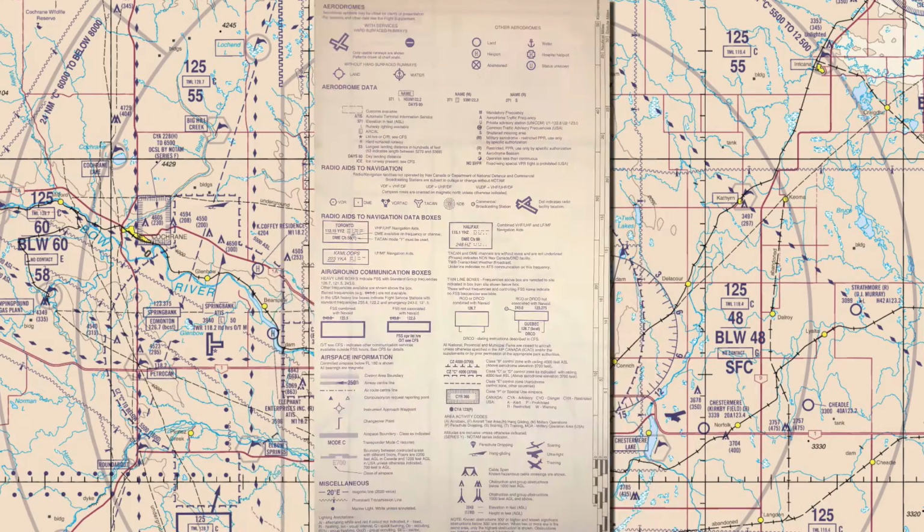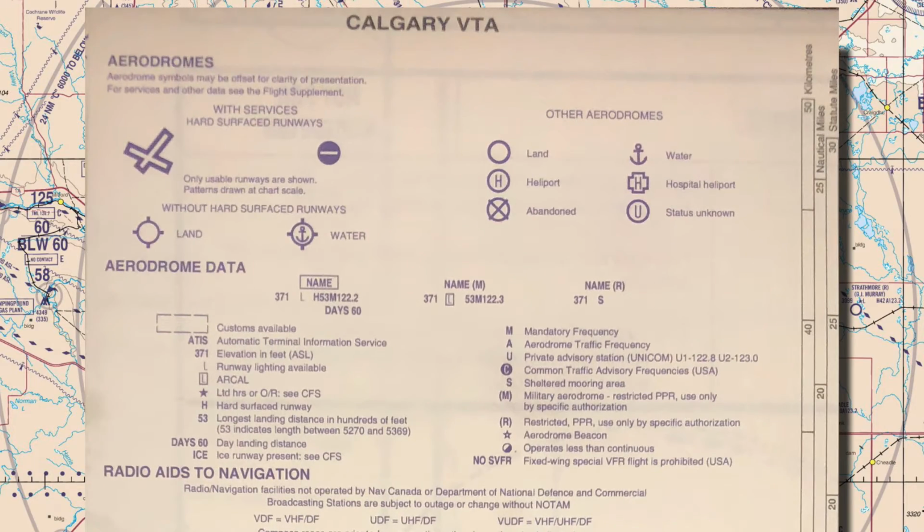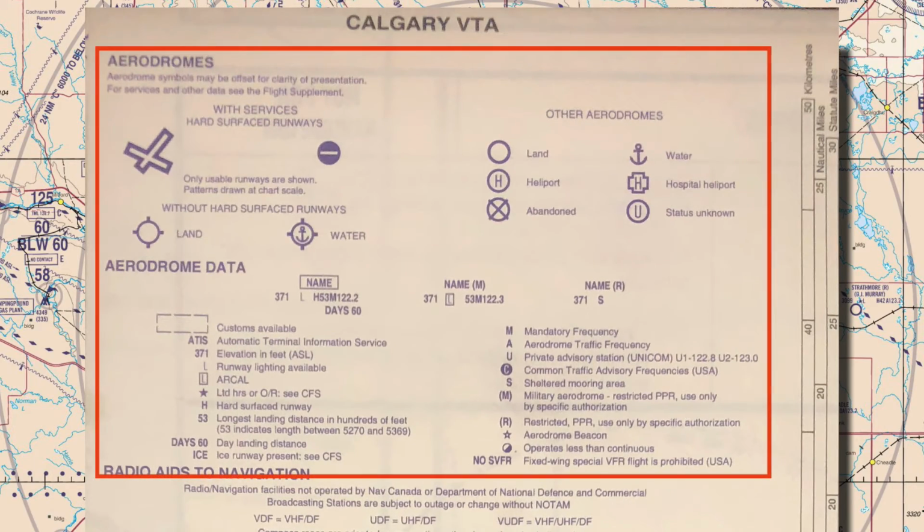On the other side of the chart, we see a lot of information. It is important to become familiar with all of this information. However, some of it you won't see often, so as long as you know that it exists and where to easily find it, you don't have to memorize it. We begin at the top with aerodromes. This section will show you how each type of aerodrome is identified, as well as the aerodrome data.